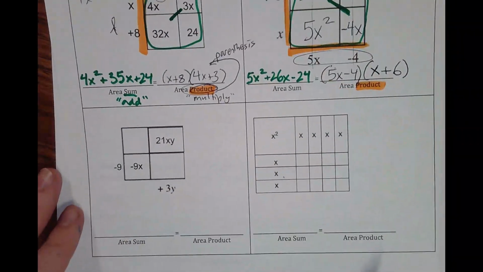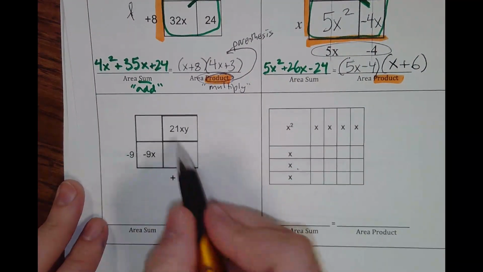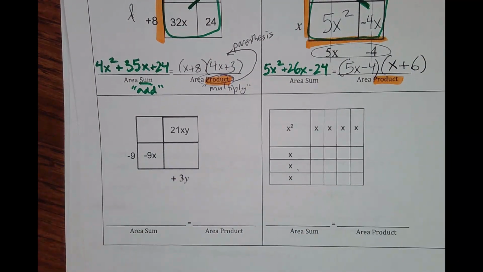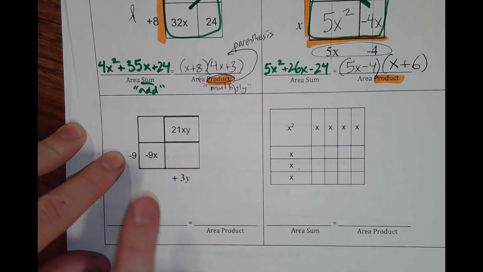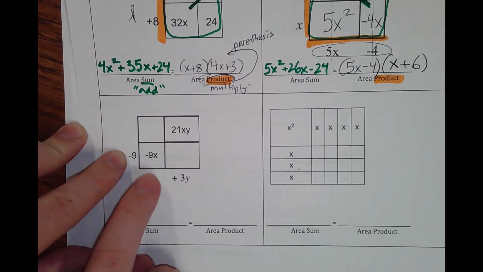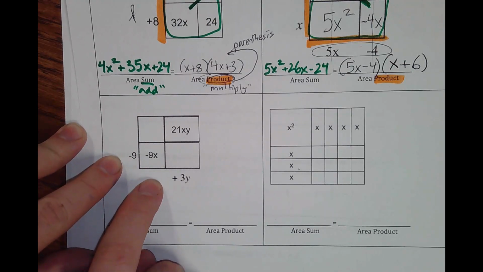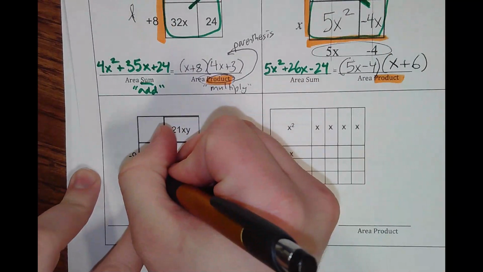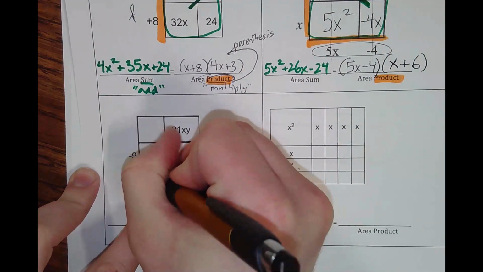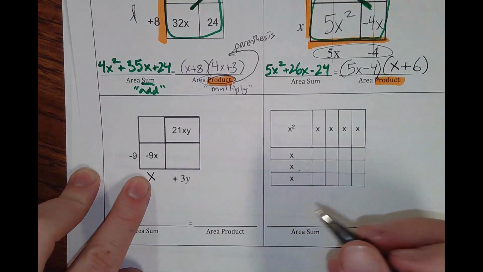Let's move on to the next one. This one is more like a puzzle where you're missing certain pieces of it. You got to figure out what multiplies to get the inside value. So -9 times what is -9x, right? Let's just confirm that we have the right answer here. We can go ahead and say that this is x, -9 times x.